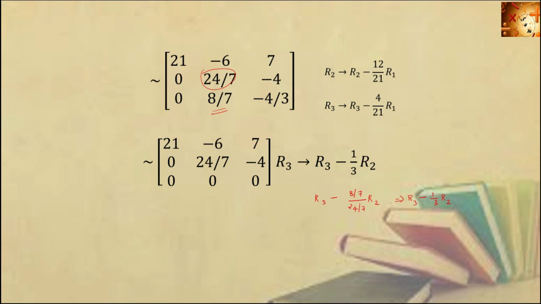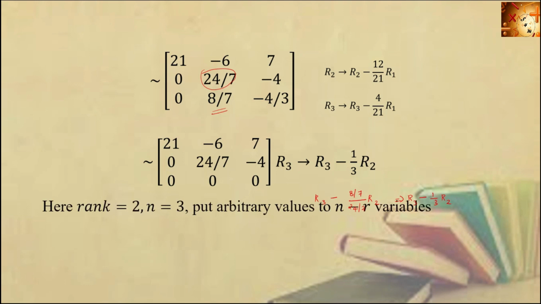Next, we are moving to find the rank. Here rank is equal to the number of non-zero rows. Here rank equal to 2 and the number of variables is equal to 3. So this system has infinitely many solutions. So put arbitrary values to n minus r variables. By back substitution, we have these solutions.